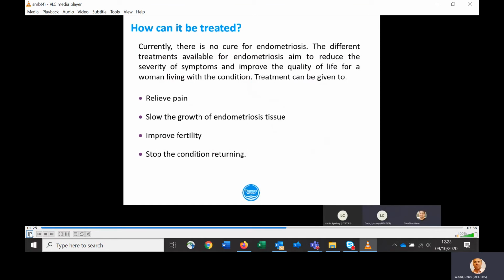So once you've been diagnosed, how can it then be treated? So currently, unfortunately, there isn't a cure for endometriosis. The different treatments available for endometriosis are aimed to reduce the severity of the symptoms, so make sure that you're improving your quality of life and getting rid of the pains, getting rid of anything that might cause you discomfort. But the treatments can be given usually to relieve the pain, as it says, to slow the growth of the tissue from endometriosis and improve fertility or stop the condition actually returning.